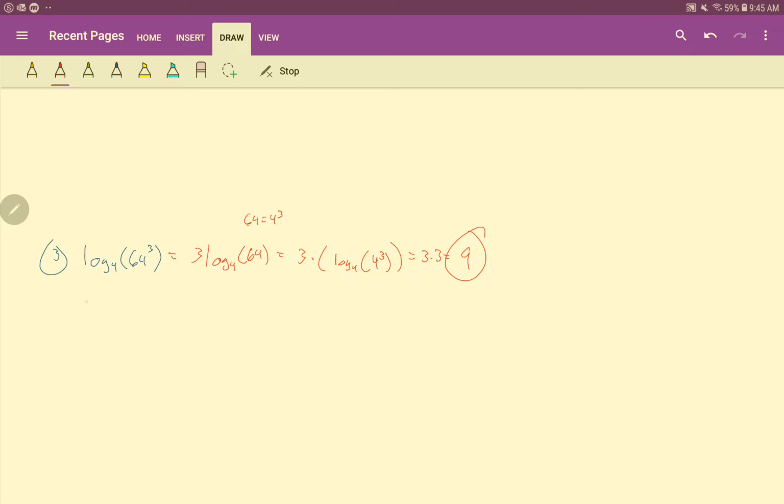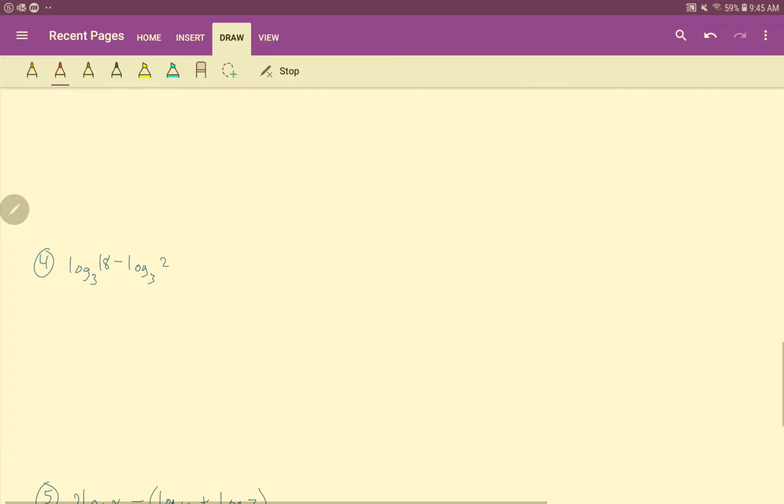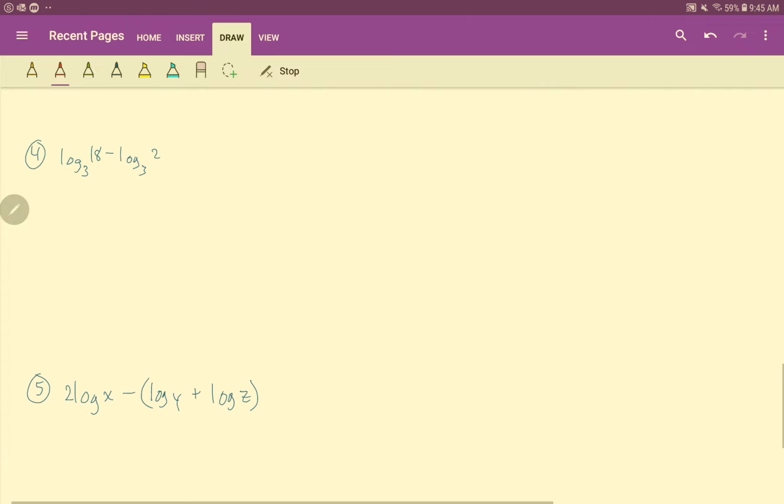Alternatively, I could have rewritten the 64 as 4 to the third, and then since it was 64 to the third, it becomes 4 to the third to the third. Power to a power, we multiply the exponents, like so. And we can just use our first property that we talked about at the top there, and this will again just be 9. So again, you can see two different ways to do the same thing there. All right. Let's see, I got 2 more here for you.